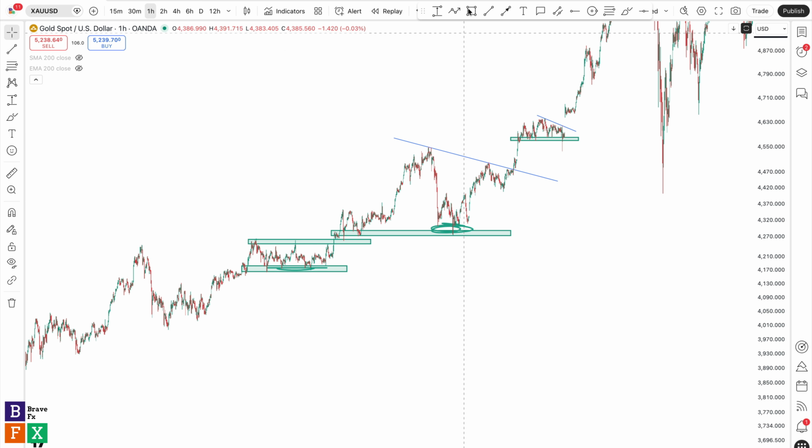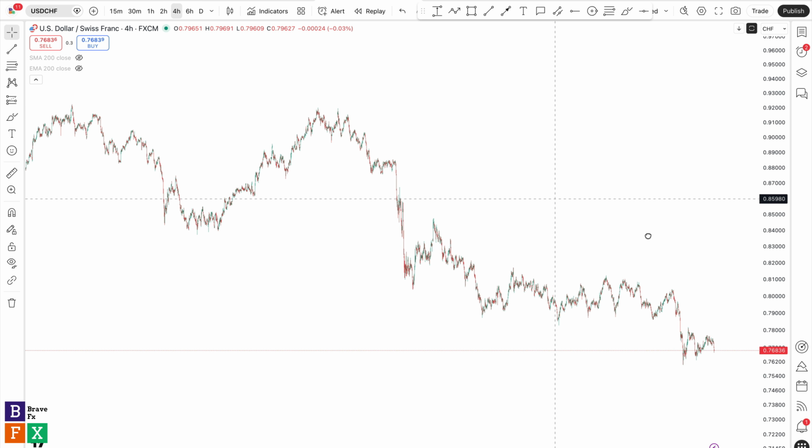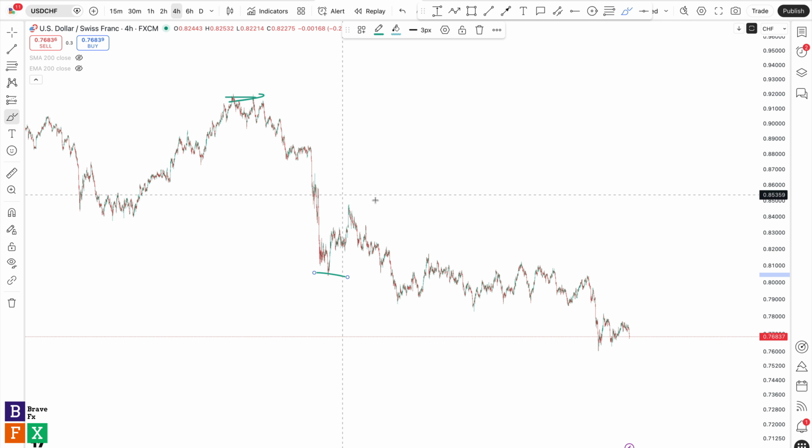That works like this. Looking at USD CHF, for example, the same thing here, right? Bearish market structure, price creating lower highs, right? Lower lows, lower swing highs, lower swing lows, right? Lower swing highs, lower swing lows.